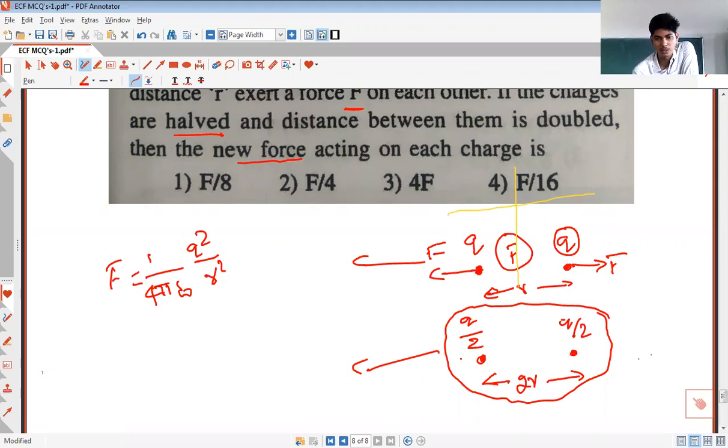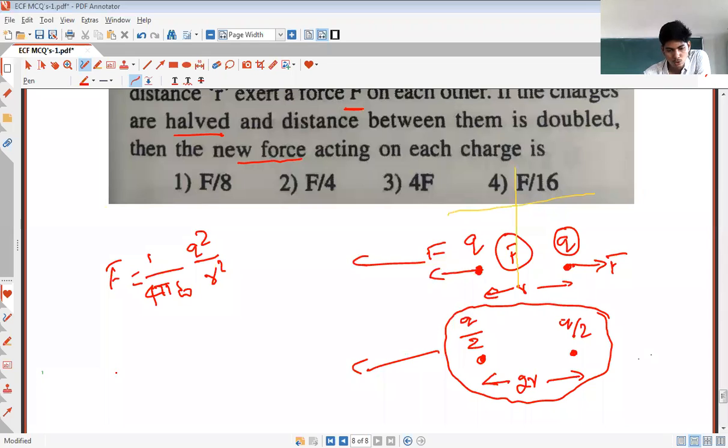Can you tell me? Calculate and tell me quickly. Can you do it? F by 16. Solve, note F by 16. Okay.